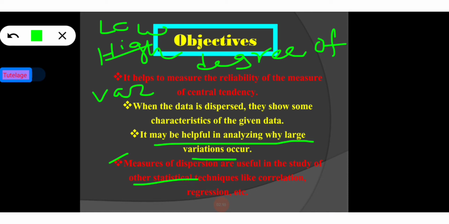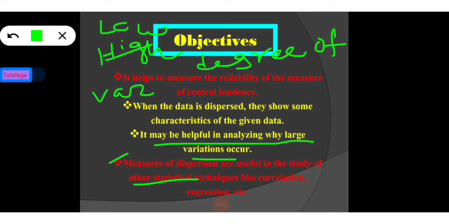So basically, measures of dispersion help to measure the reliability of the measures of central tendency when the data is spread out, when the data is dispersed. They show some characteristics of the given data, which is very obvious. Third, it may be helpful in analyzing why large variations occur, and last but not least, it helps in the study of statistical techniques like correlation coefficient, regression analysis, etc.